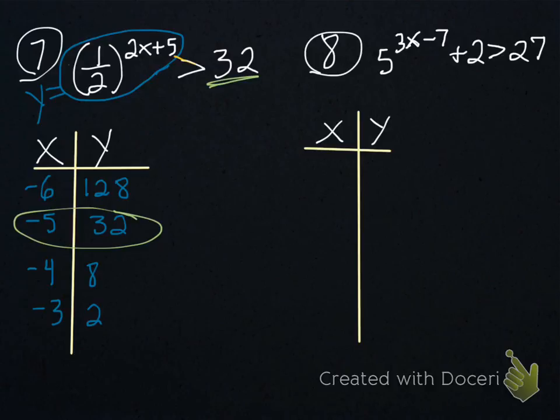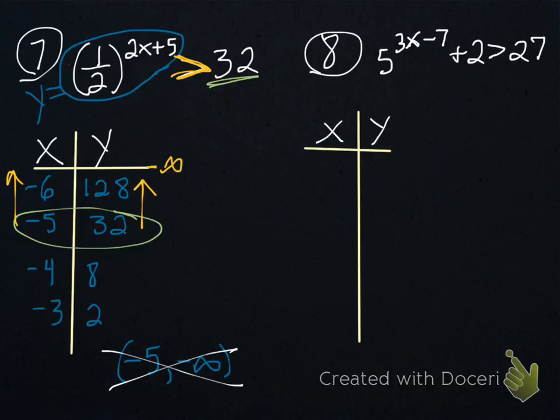What's the inequality symbol? Greater than. Where are my y's bigger or greater than 32? Well, that's going towards negative infinity. So, I'm going to start at which x value? The one for 32, which is -5. I'm going to negative infinity? No, that's not how we write it. Remember, we have to go from negative infinity to the -5. So make sure you've got it in the right order.